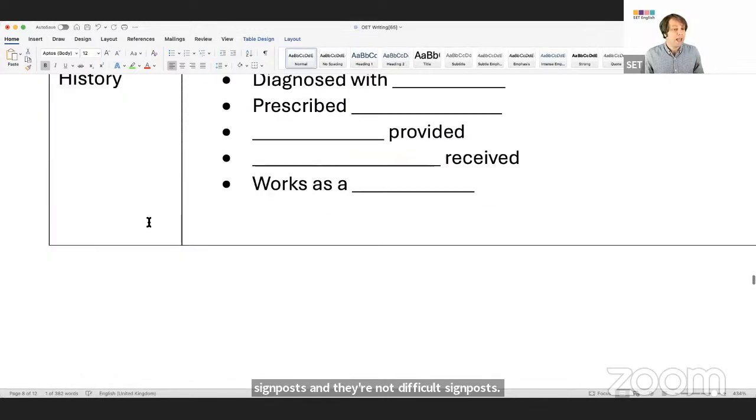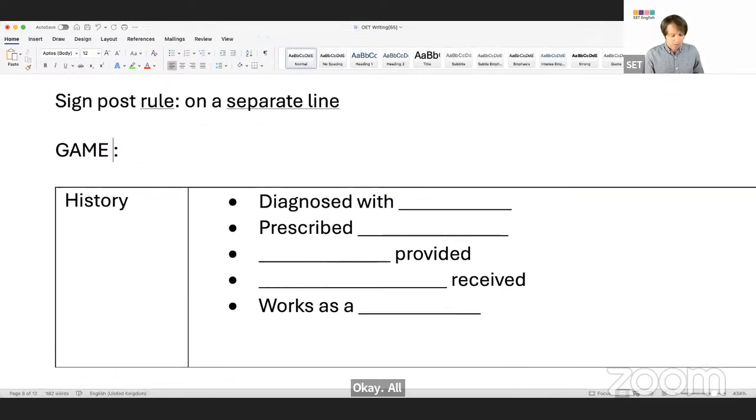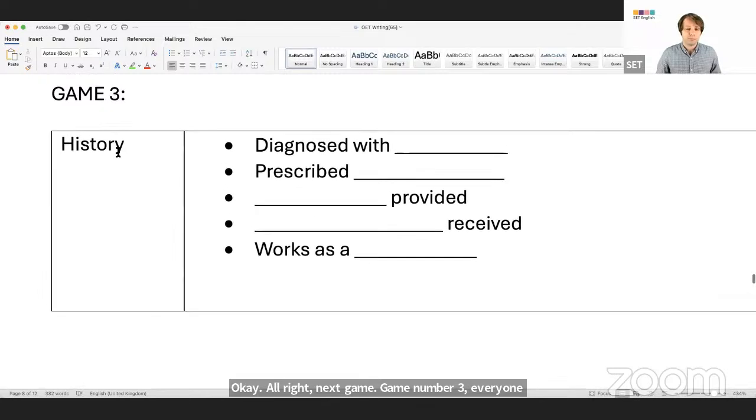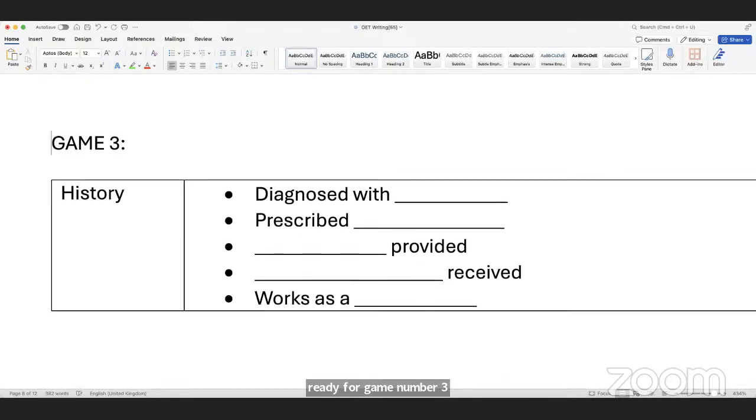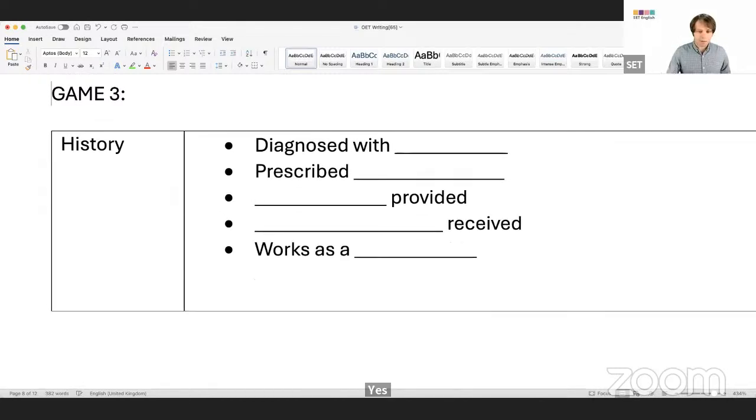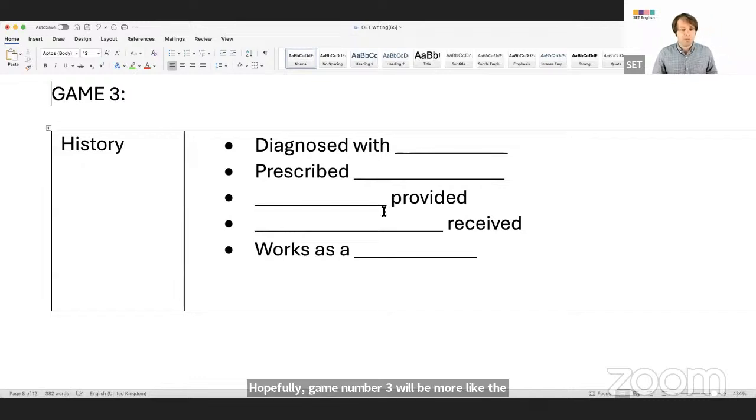All right, next, game number 3. Everyone ready for game number 3? Yes. Hopefully game number 3 will be more like the test now, okay? So we have 5 possible answers, and I'm going to change the answers now, okay? So I'm going to, 1 second.